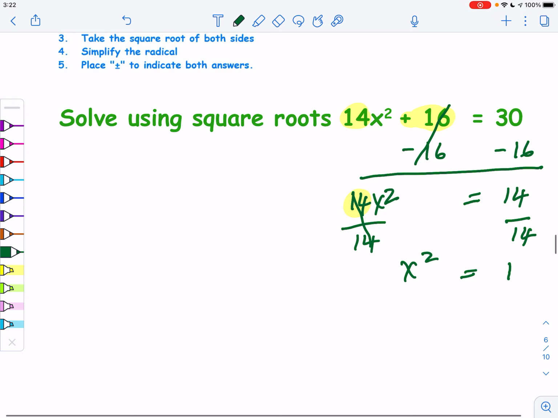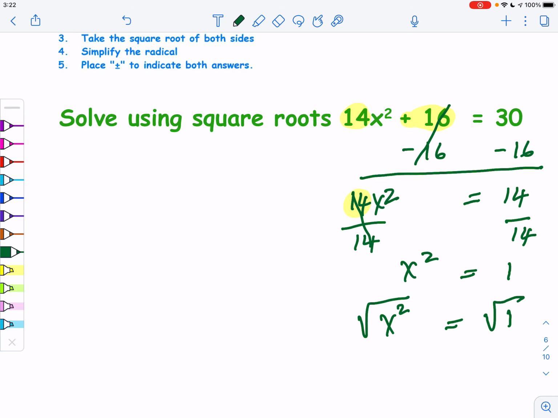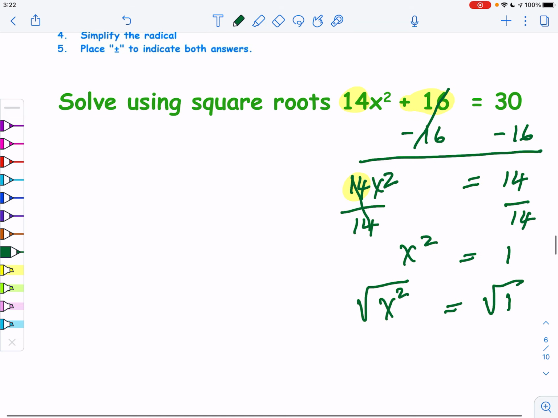Take the square root of both sides. Square root x squared equals square root 1. What do you multiply by itself to give you x squared? That would be x. What do you multiply by itself to give you 1? That could either be negative or positive 1.